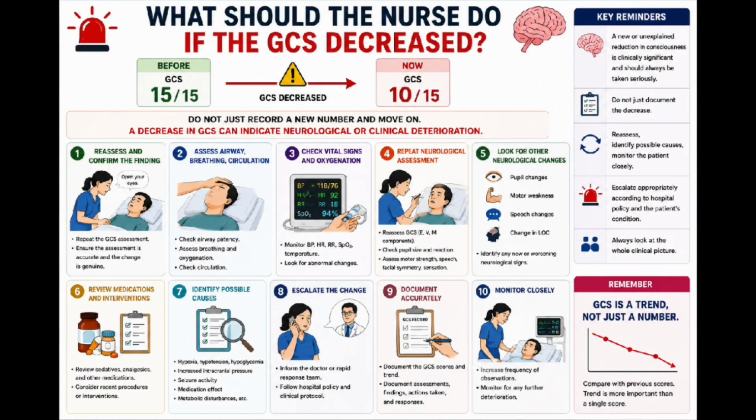What should the nurse do if the GCS decreases? Now let's discuss an important question. What should a nurse do if the patient's GCS decreases? Suppose the patient's GCS was 15 earlier and now it has decreased. As nurses, we should not simply record the new number and move on. First, reassess the patient and confirm the findings. Make sure the assessment is accurate.